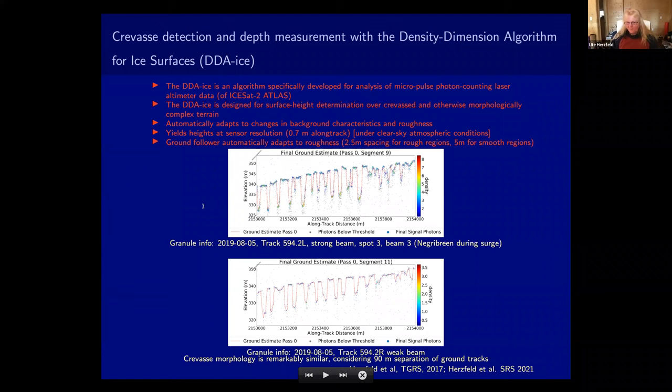Now you wouldn't expect to see exactly the same crevasses because, due to the ICESat-2 sensor geometry, the weak beam is offset by 90 meters and it's also a bit behind or before, depending on the attitude of the observatory. So you just see it's the same type of crevasses and we can do one-on-one comparisons.